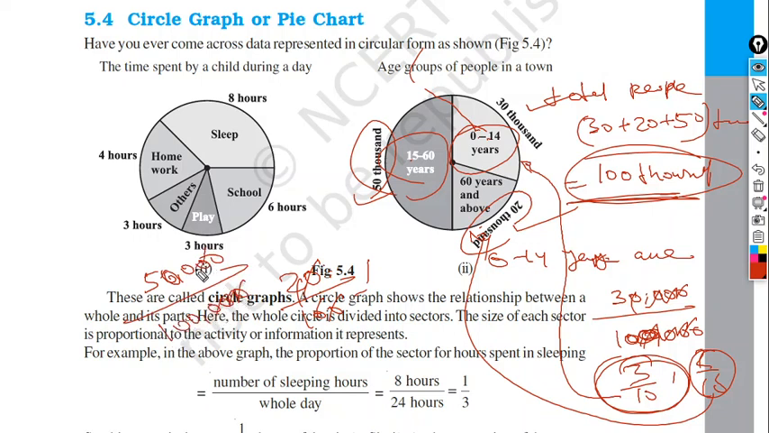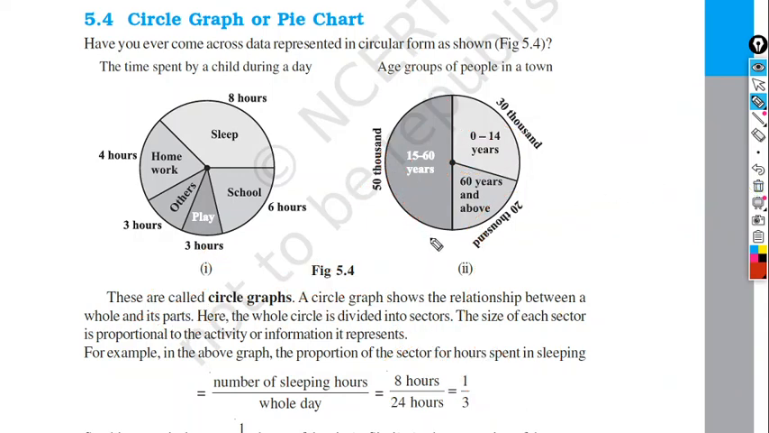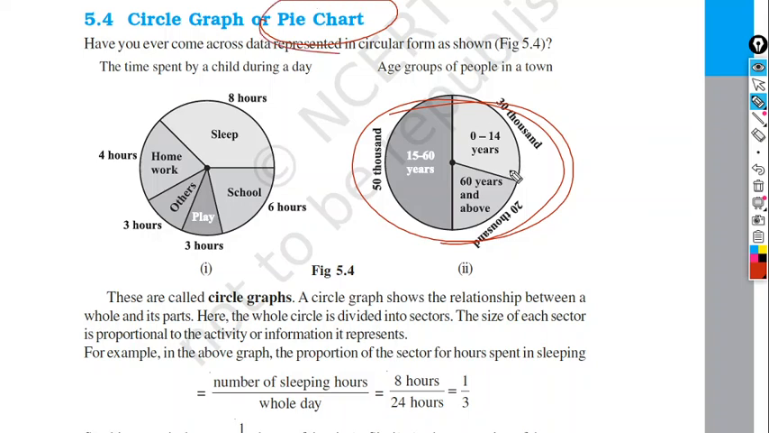So cancel 30 30, 40 40. So equal to 5 by 10. So 5 by 10, so here you can write 5 by 10. So 5 by 10 of the people are of age 15 years to 60 years. Okay. So this is how we can find data from a circle graph, or we call that a pie chart.